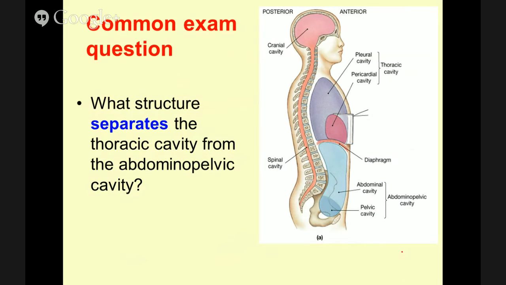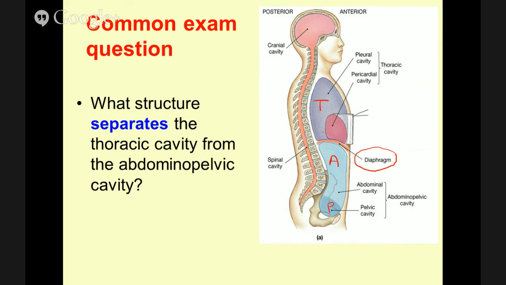Okay, so let's look at a common exam question. Here's a nice picture. And our question is, what structure separates the thoracic cavity from the abdominopelvic cavity? So let's look. What is dividing the thoracic cavity, which is here, from the abdominopelvic cavities, which are down here? It's this muscle called the diaphragm.